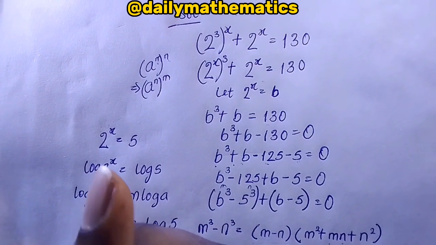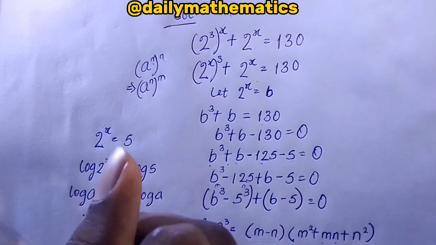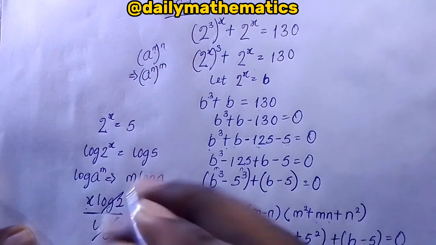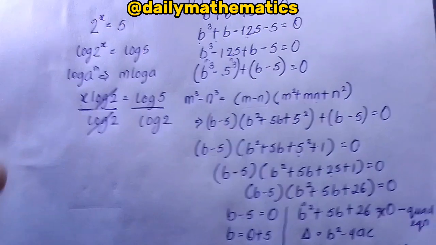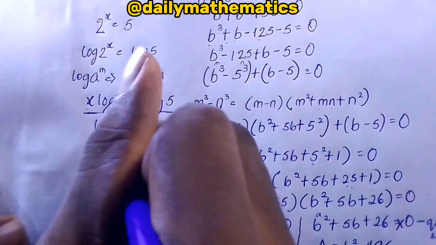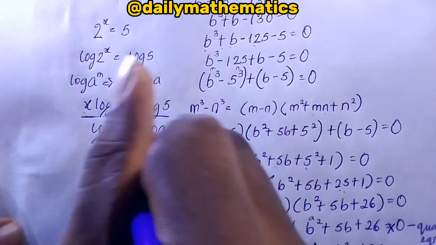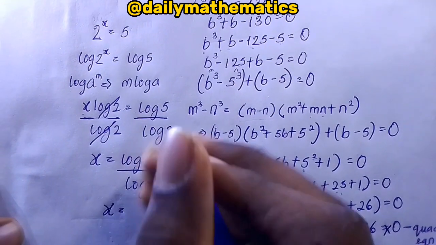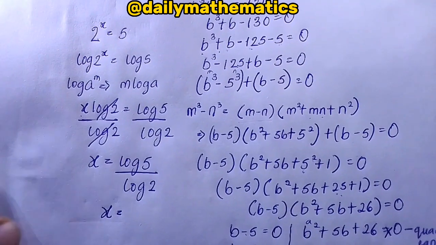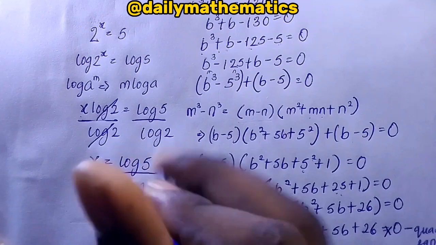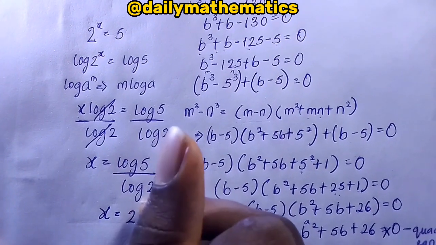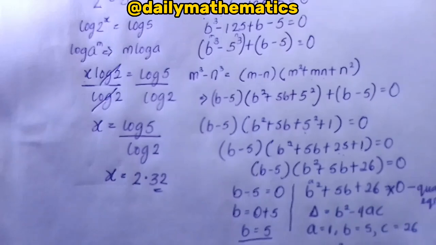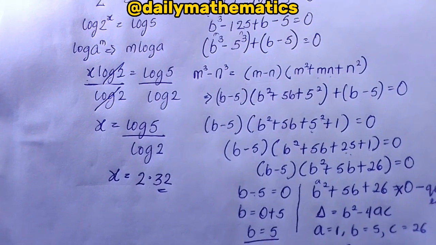Since we want to find x, we divide both sides by log 2. Log 2 cancels log 2, so x equals log 5 over log 2. You find the value of log 5 using a 4-figure table or your calculator. So log 5 over log 2 gives us 2.32. This is our final answer.